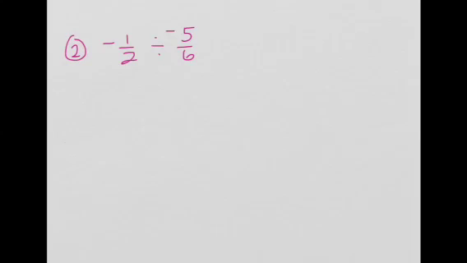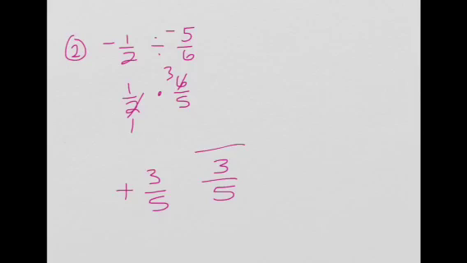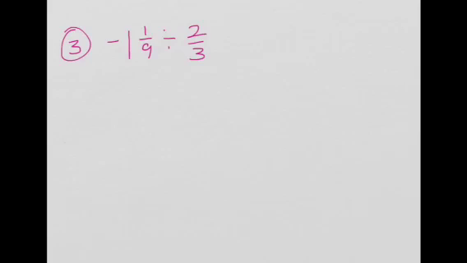Alright, so I now have hate to hate, so I know that my answer is going to be positive. This is going to be 1/2 times 6 over 5. I'm going to go ahead and cross cancel 1, cross cancel 3, so it's going to be positive 3/5. Now I don't have to write the plus, so my answer is simply going to be 3/5. Notice again, I found the sign first and then I found the value.